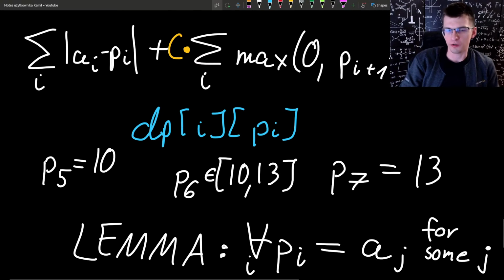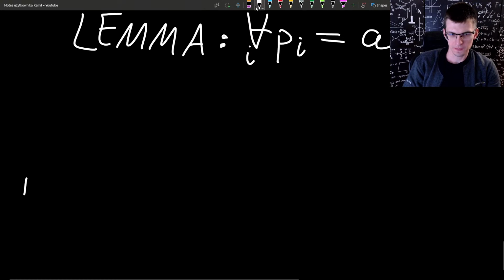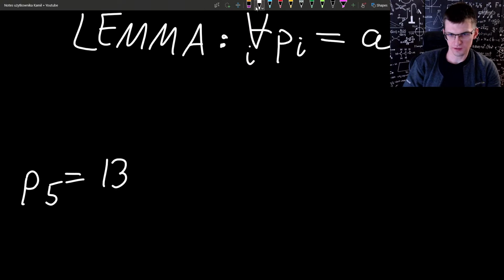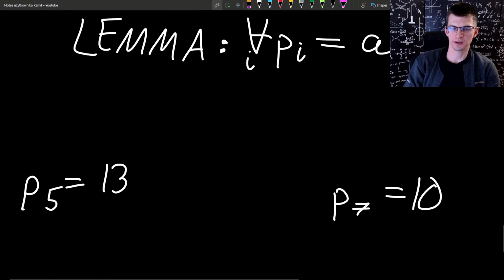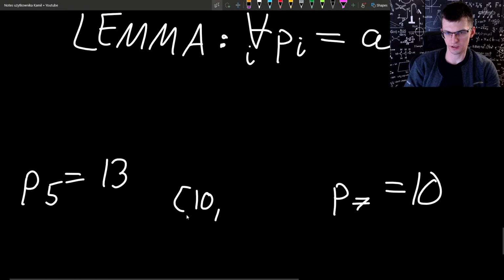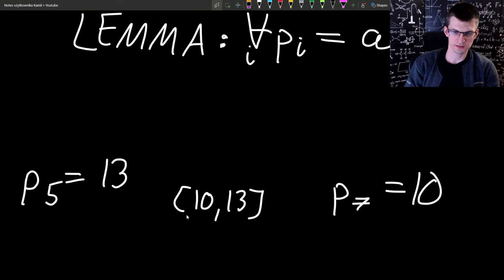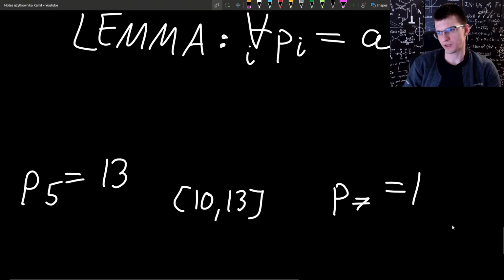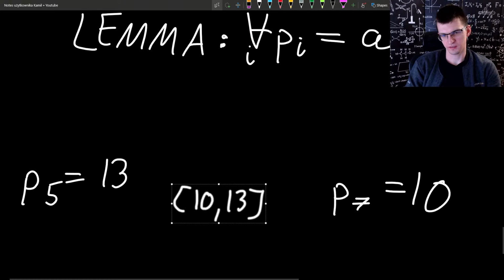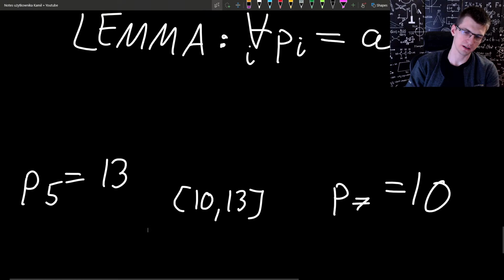Can we do even better? Oh, and one more thing. What if this value is greater than the next one? What if P5 is 13 and P7 is 10? Then, if we have something smaller than 10 here, that's bad. If we have something greater than 13, that's bad. And so again, this should be in interval 10 to 13. And that doesn't matter. So it will be 10 or 13 or exactly ai. Actually, does it matter if it's 10 or 13? Well, it matters. I want the value closer to ai.